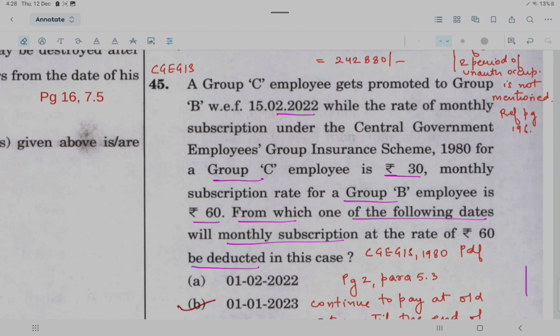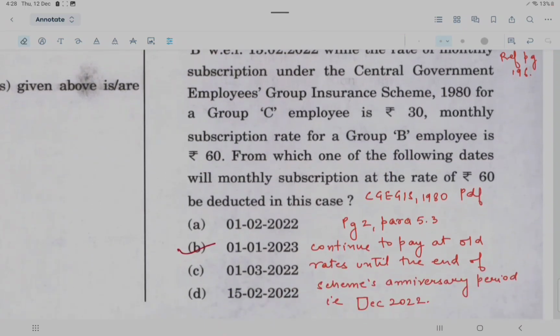So if you refer to the CGEG 1980 rules PDF, on page 2 in para 5.3 you will find that the subscription will be deducted at the old rates until the end of the scheme's anniversary year. So the scheme runs from January to December. So from the succeeding year, from January month of the succeeding year, the subscription value will change.